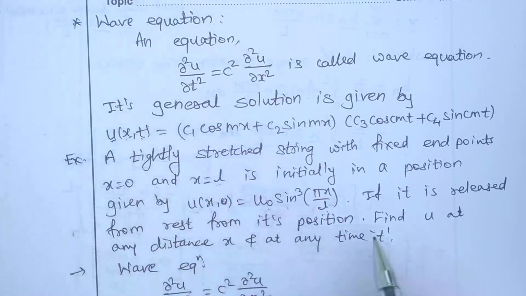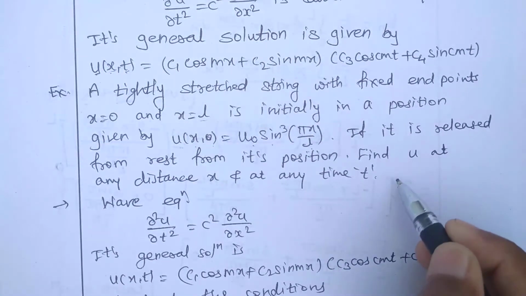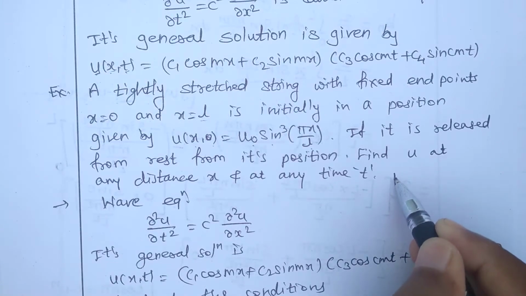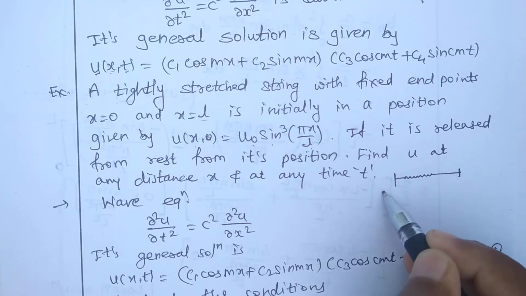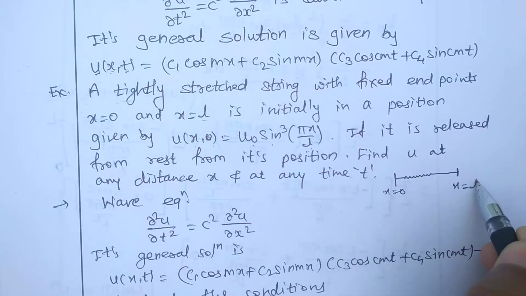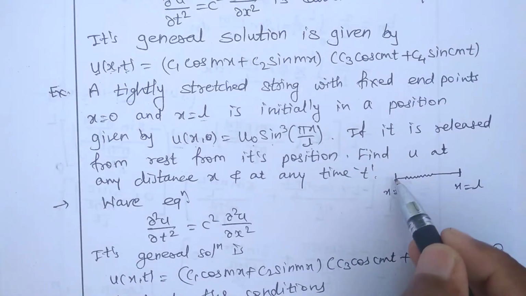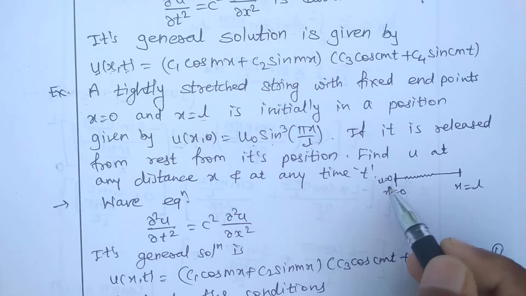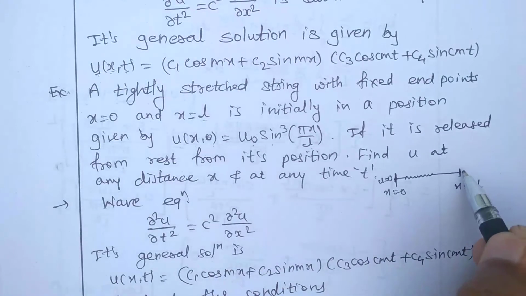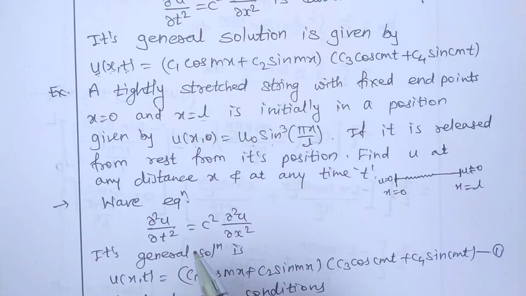Here in the given example, we have a string fixed at both ends. Suppose this is the string. This point is x = 0 and this point is x = L. It is fixed at both ends, so the vibration at this point, that means the value of u, is 0. U gives the vibration. The vibration at the second end point is also 0, because this end is also fixed.